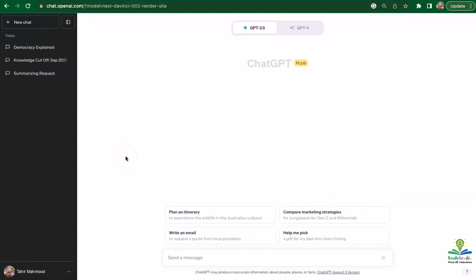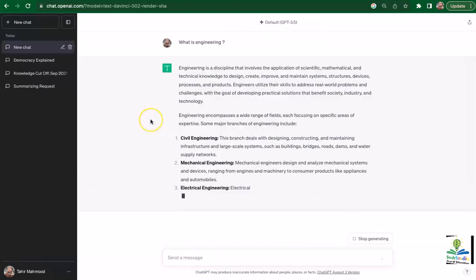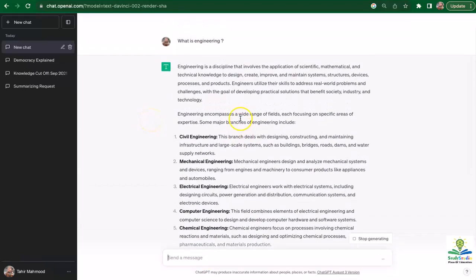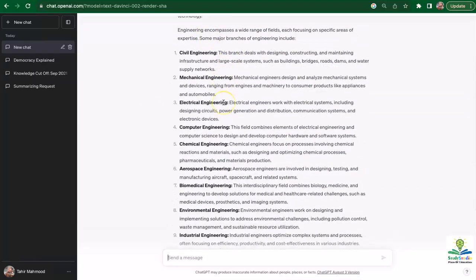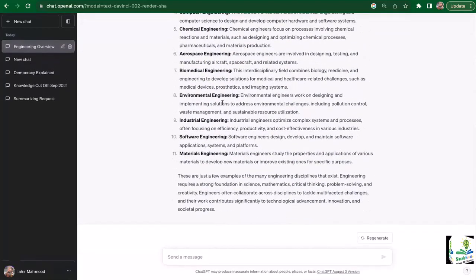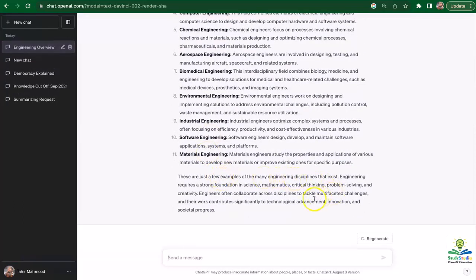The second basic prompting technique that we're going to cover now is called question and answering, which essentially means asking a question from the chatbot and getting an answer for it. So let's give it a shot. For instance, I can ask it a simple question such as, what is engineering? And it wrote me an explanation for it. It starts with engineering as a discipline, defining it, then it talks about some of the different types of engineering, and concludes it with a few more examples.